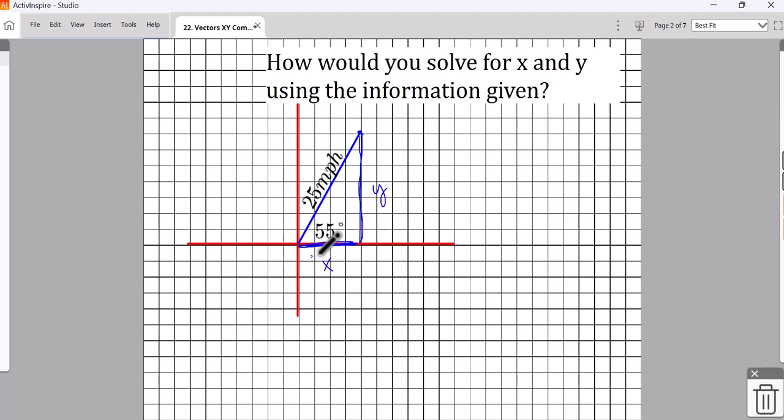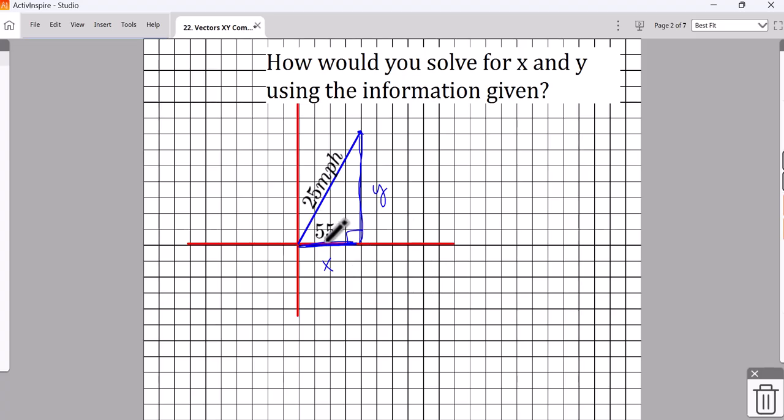And so if this were just a free-floating triangle, what I want you to think about with your partner is, how would you solve for y? Which trig function might you use to solve for y? And then which trig function might you use to solve for x? So pause the video and chat with your neighbor and see if you can come up with an idea of how to solve a missing side on a right triangle.